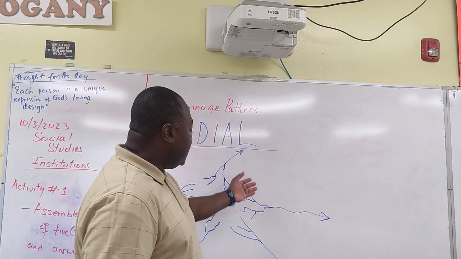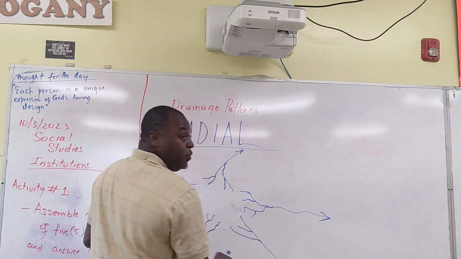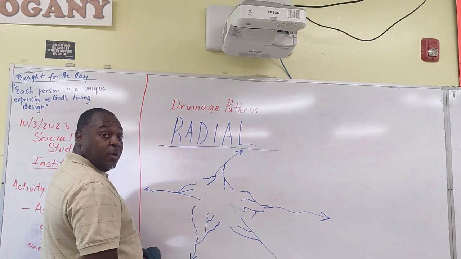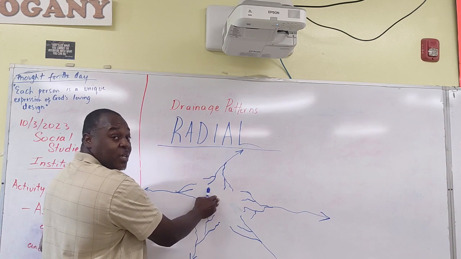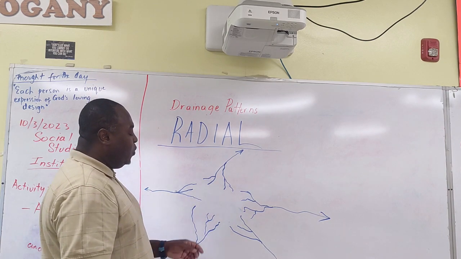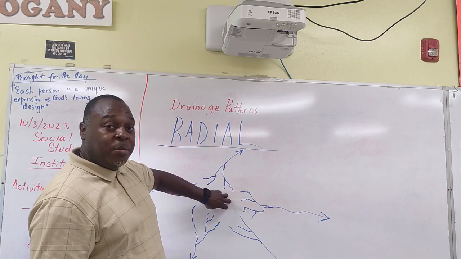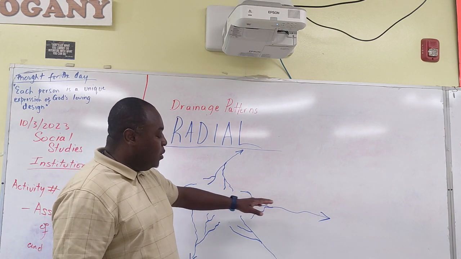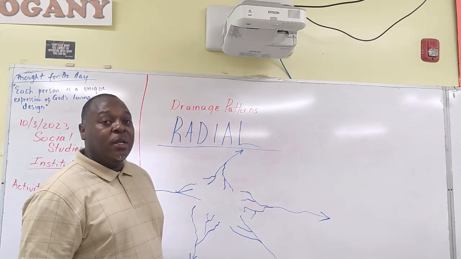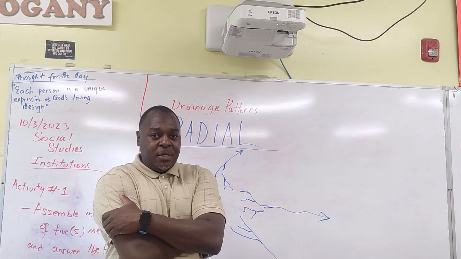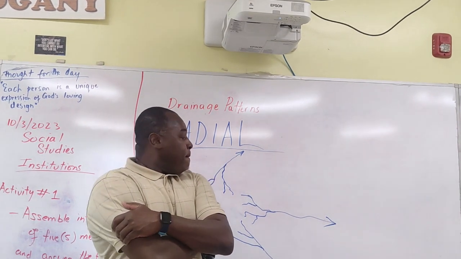Now the river seems to be going outwards from this area, right? Notice no rivers are in this central area. So we can deduce that when the rain falls on this landscape, it seems to be running down that way, that way, that way. Now, what could cause such a crazy thing?